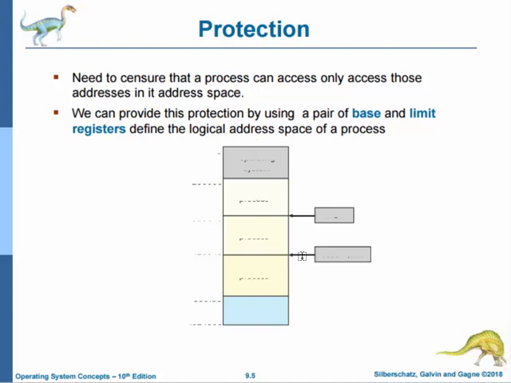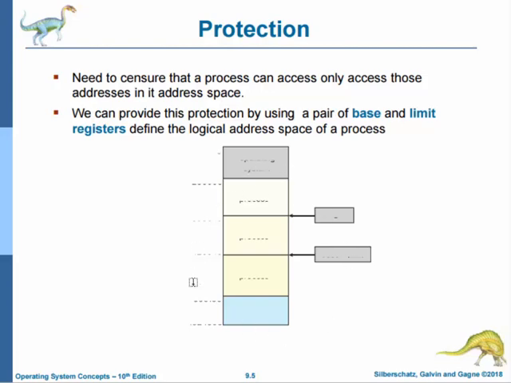To separate memory spaces, we need the ability to determine the range of legal addresses that the process may access, and to ensure that the process can access only these legal addresses. We can provide this protection by using two registers. Usually, it's a base and a limit.